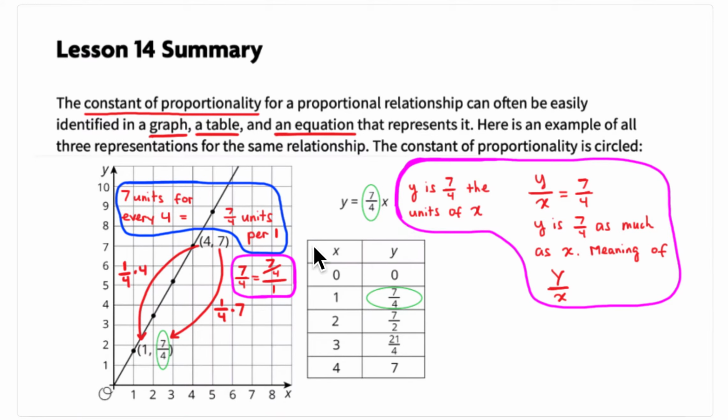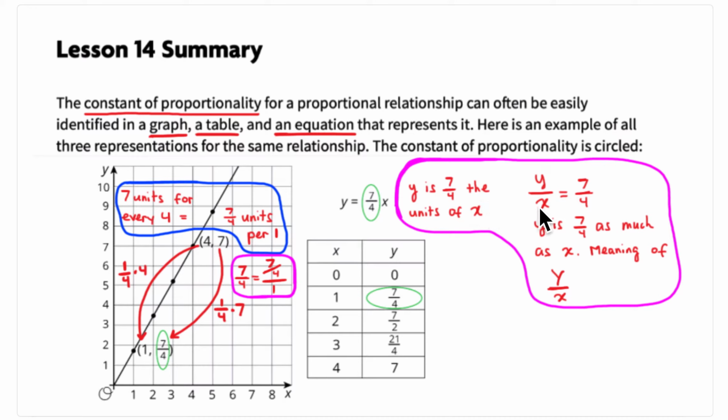For the equation, it shows the same thing. y is equal to 7/4 of whatever x is. So 7 divided by 4 is the same as 7/4 divided by 1. So 7 divided by 4 is 7/4 of 1. And we'll look at this in a moment, but 7 divided by 4 is equal to 1 3/4. And 1 3/4 is that 7/4. And so y is 7/4 the units of x.